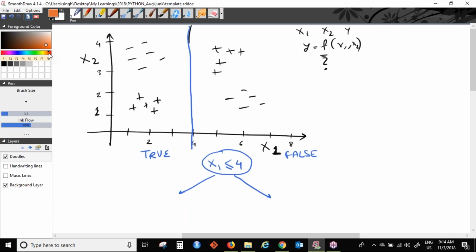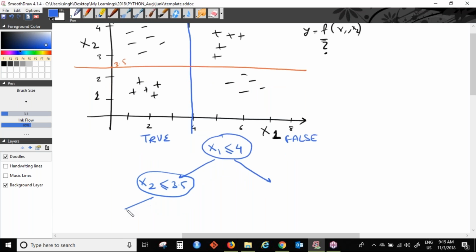So what we do is we create another split. Let's say we create another split at x2 is less than 3.5. Once I get x1 is less than equal to 4, which is this area, on top of this area I will draw another split, which is x2 is less than equal to 3.5. Now this again will have true and false. All the true is always on the left hand side as a convention, and all the false is always on the right hand side.